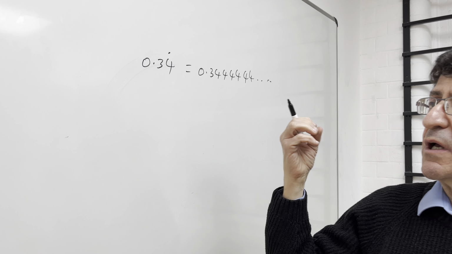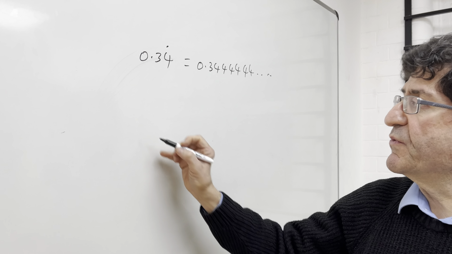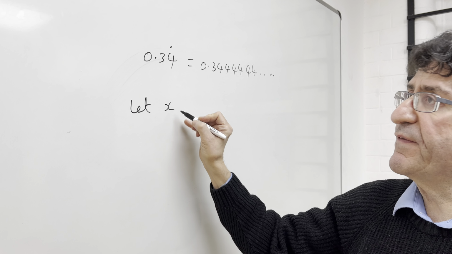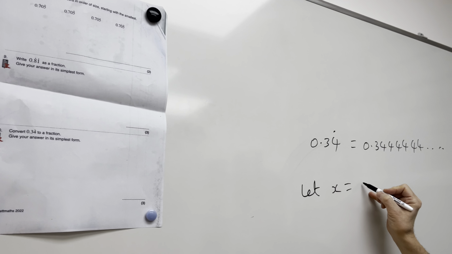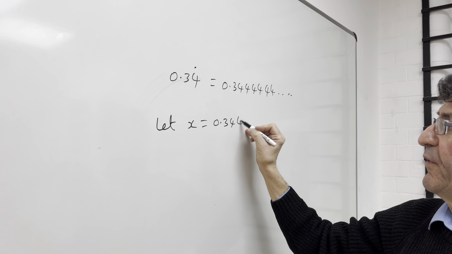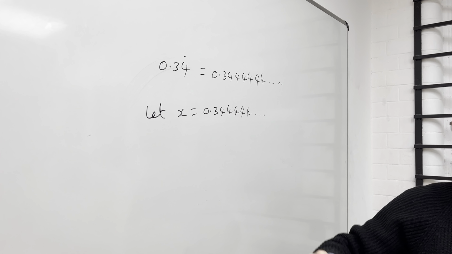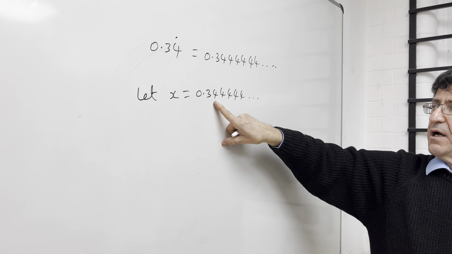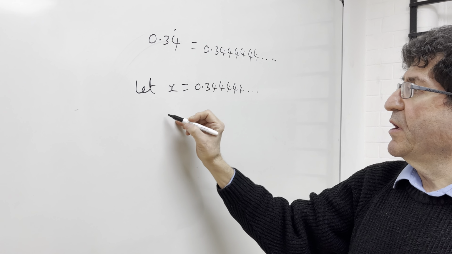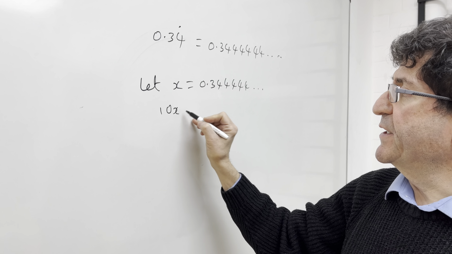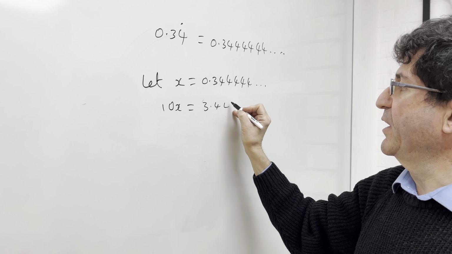So what we want to do is convert a recurring decimal into a normal fraction. So we say, just like we did in the previous questions, let x equal 0.34 recurring, okay? Now we want to get rid of the recurring number, which is 4. So the trick is, if you times by 10, then the decimal point moves once to the right, so we get 3.4 recurring.